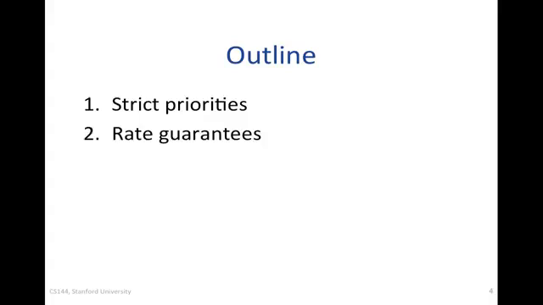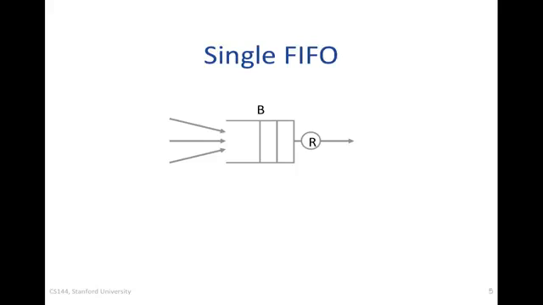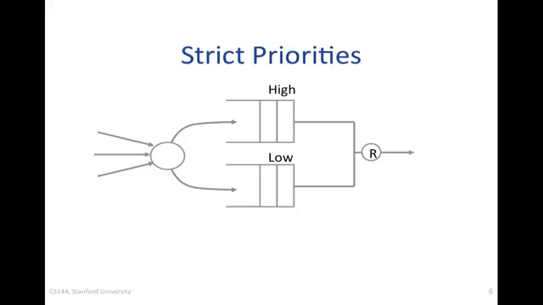In this video, I'm going to describe 2 alternatives to simple FIFO queuing. The first one is called strict priorities, where we give higher priority to some flows over others. And the second one is rate guarantees, where we give a guaranteed rate or a guaranteed fraction of the outgoing link to each of the flows. So basically we're going to take our single FIFO that we had before and replace it with a more complicated mechanism. Here we've simply replaced it with a high priority queue and a low priority queue. So the inputs are just the same as before. These are where packets arrive from the incoming links.